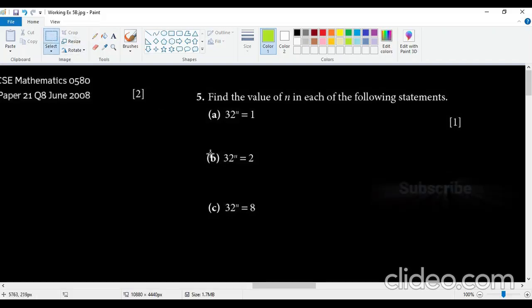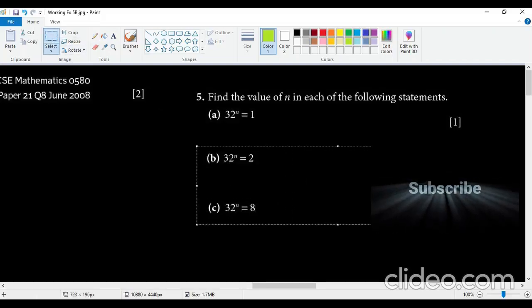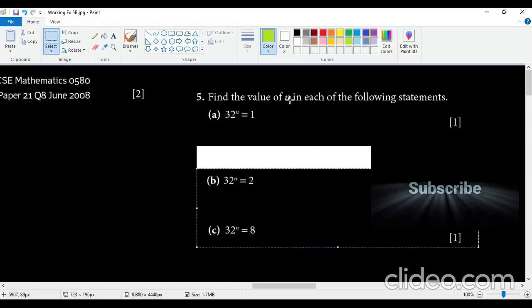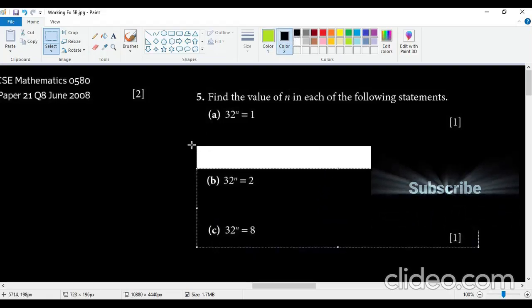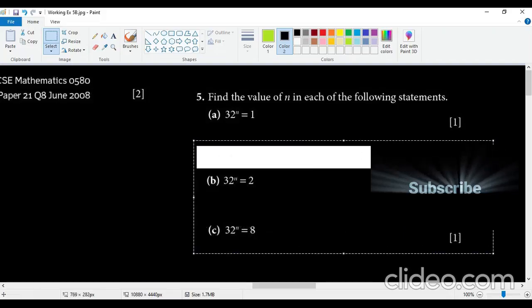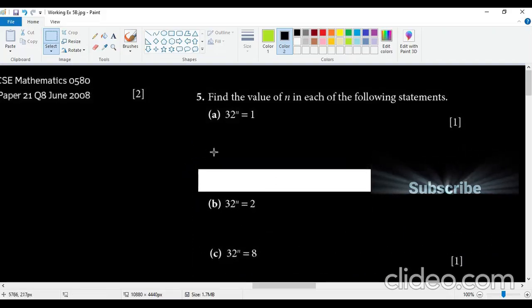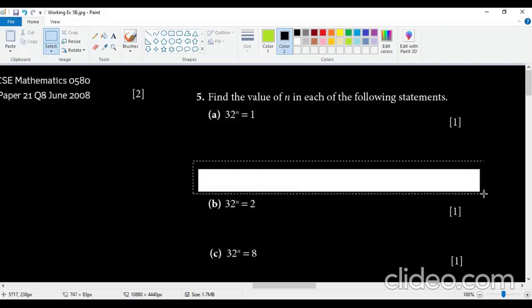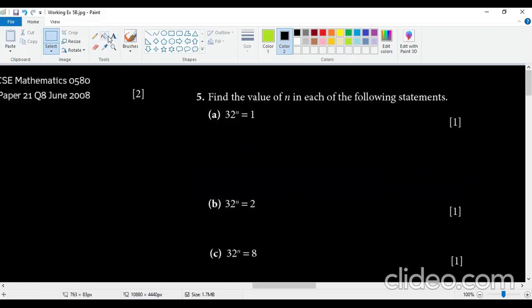I'll get a little down for the space. Now, I know very well 32 to the power n, or 32 to the power 0, both are 1. So n is 0. So the value of n is going to be 0 in the first case.